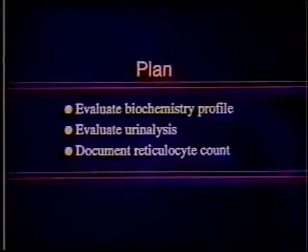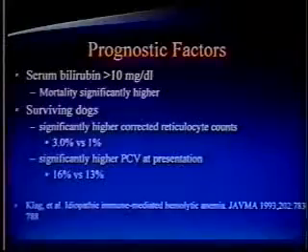The plan then would be to evaluate a chemistry profile, urinalysis, and reticulocyte counts roughly once a week on these patients. Prognostic features: if the bilirubin is greater than 10, that's not a very good sign. The mortality is usually very high if you have very elevated levels of serum bilirubin.